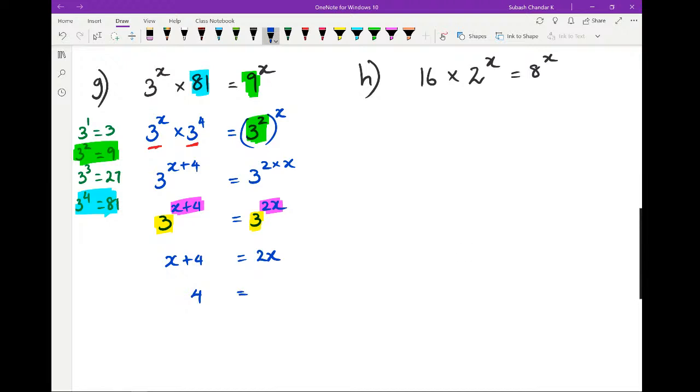I'm just going to get rid of the x to the other side. When I take it to the other side, it's going to become minus x. And what I have is 2x minus x. So therefore, x is equal to 4.